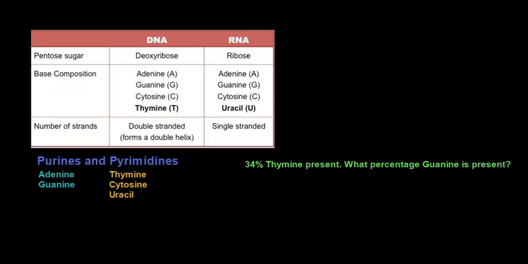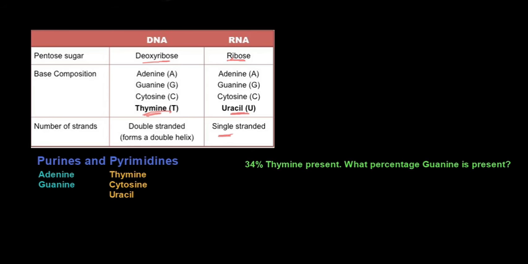Just a few things as recap quickly. What is the difference between DNA and RNA? So DNA is a deoxyribose sugar, where RNA is a ribose sugar. The base composition, remember, DNA has thymine, whereas in RNA it is uracil. DNA is a double-stranded molecule, whereas RNA is single-stranded.